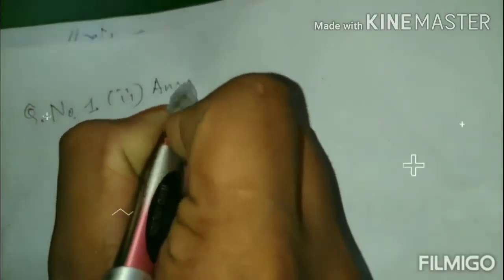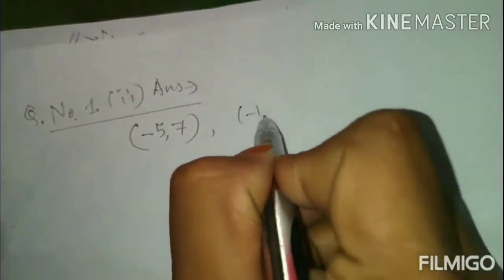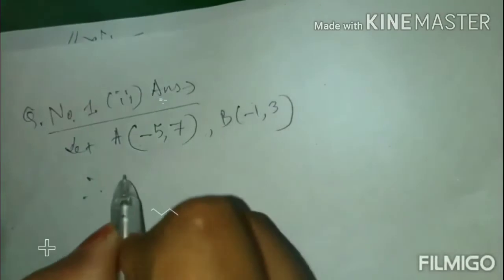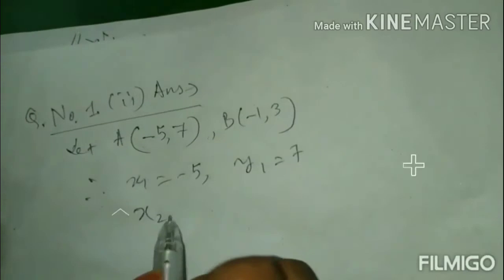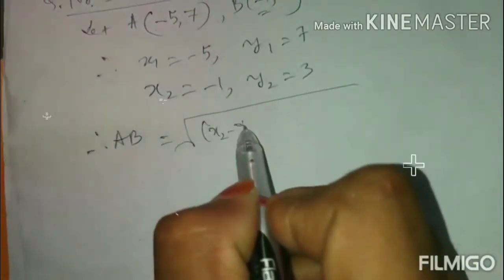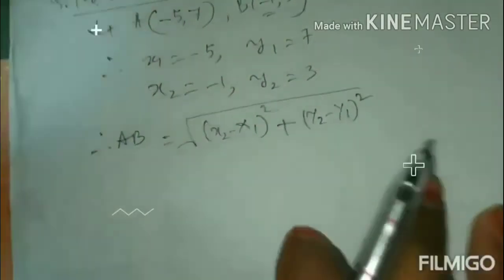Question number 1, part 2. What are the points here? Minus 5, 7 and minus 1, 3. So let this be A and this be B. So x1 equals minus 5, y1 equals 7, x2 equals minus 1, y2 equals 3. So we have to find the distance between the points. So AB equals what? First write down the distance formula: (x2 minus x1) whole square plus (y2 minus y1) whole square.